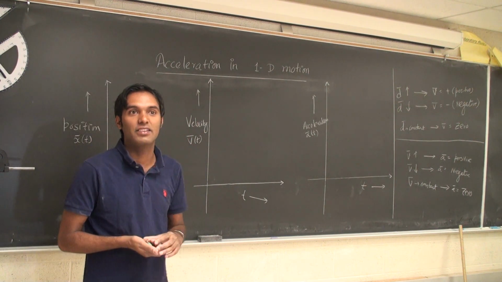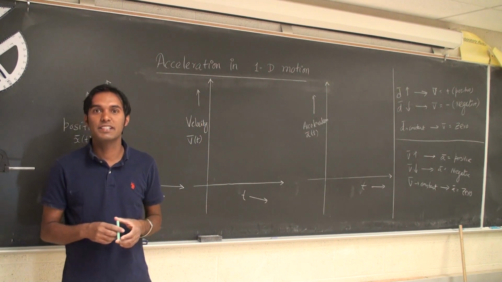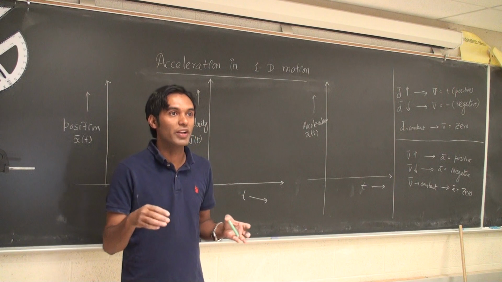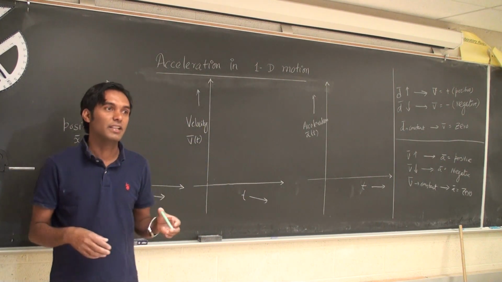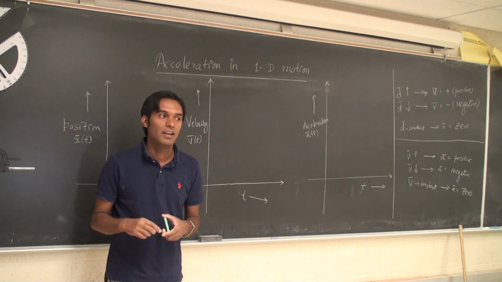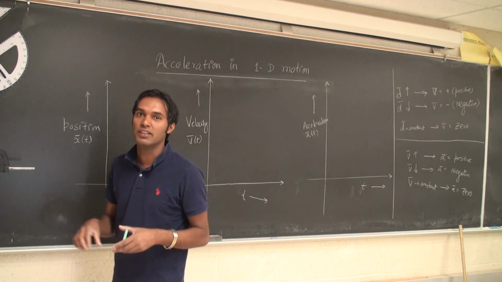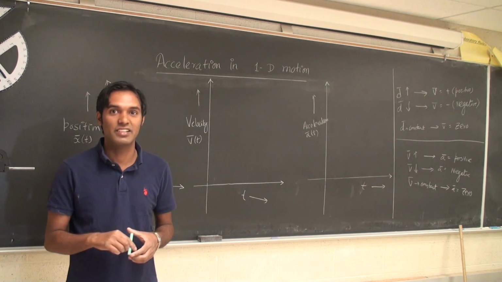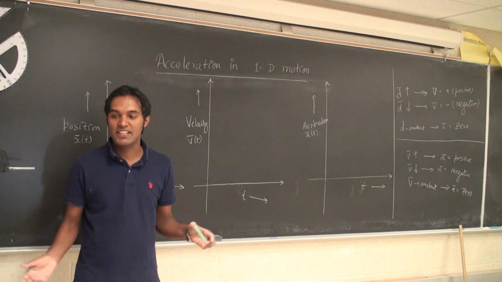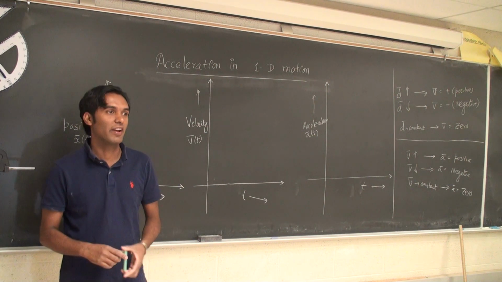Acceleration is defined as the rate of change in velocity. So if the object is speeding up or slowing down, there is acceleration. If the object is speeding up, there is positive acceleration. And if the object is slowing down, there is negative acceleration. Negative acceleration is sometimes also called deceleration. Acceleration is a vector quantity that has both magnitude and direction.